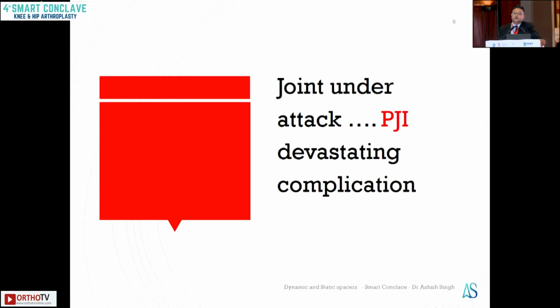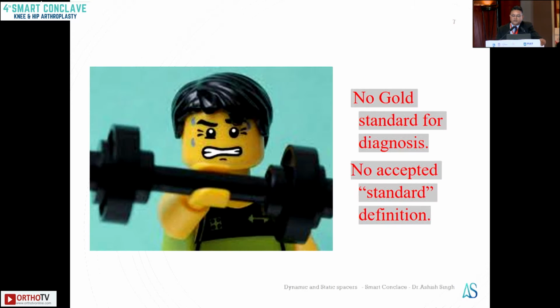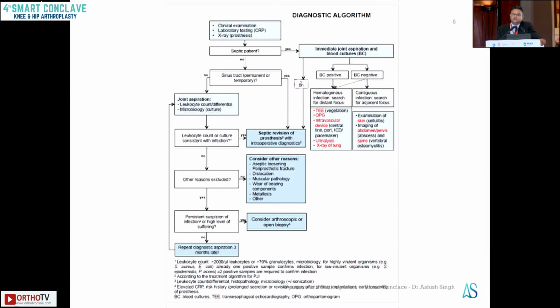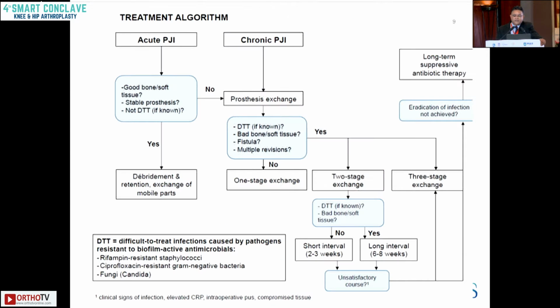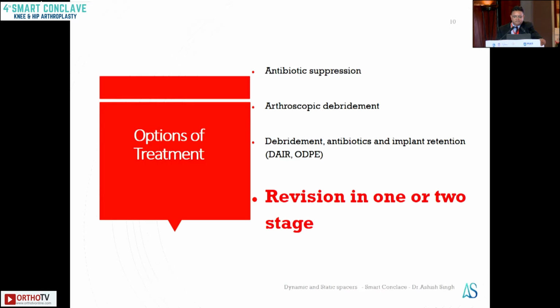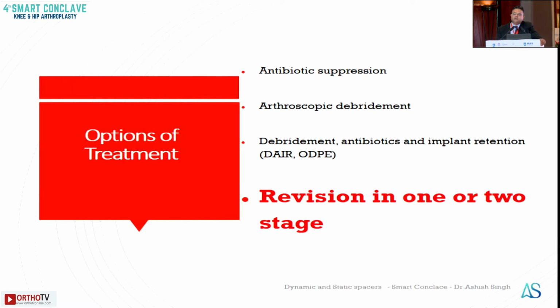Coming to the point, I will be talking on static versus dynamic spacers. So, the joint is under attack. PJI is a devastating complication, which we all know. And obviously there is no gold standard for diagnosis. There have been so many recommendations on what the diagnostic algorithm should be, from the European Committee, from the US, and what we follow. And there is an enigma: what do we do?